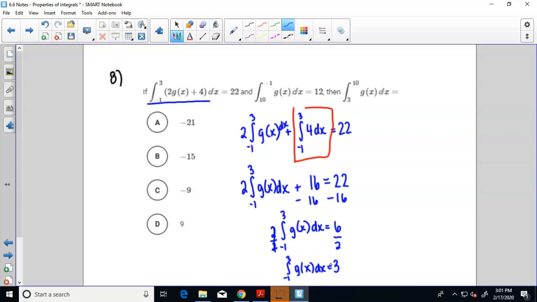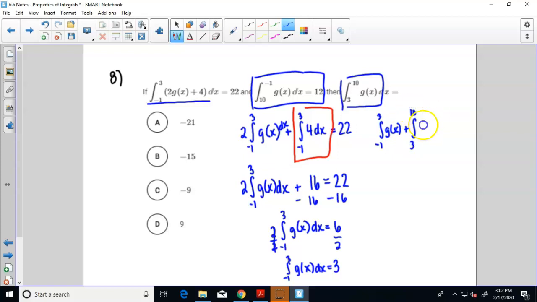This is helpful because I have the integral from 10 to negative 1. And I also want to find the integral from 3 to 10, right? Well, I will know that the integral from negative 1 to 3 of g of x plus the integral from 3 to 10 of g of x should equal the integral from negative 1 to 10 of g of x. And those all should have dx's beside them, but I'm being lazy. Okay, so I just found this is 3.